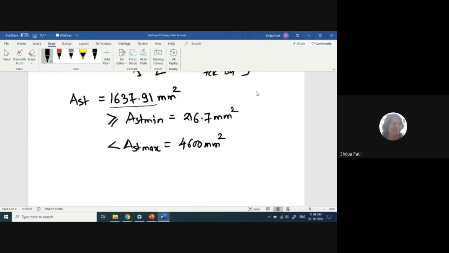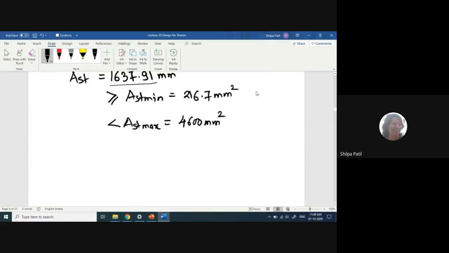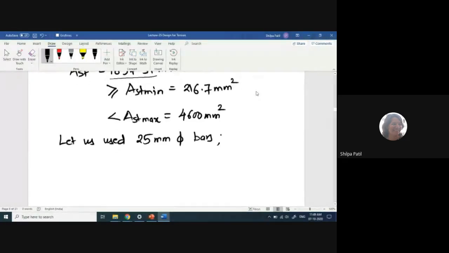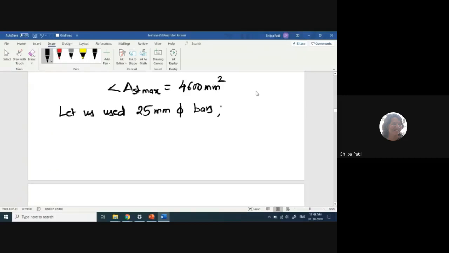For this now, let us find out number of bars. So let us assume, let us use 25 mm diameter bars. I'm using the same diameter bars as we did in earlier problem, that is during Monday's problem. We have used a combination of bar diameters, right? 25 plus 12. In the same fashion also you can do here, or you can use the same bar diameter. It's up to you. Design is based on the choice of the designer always.